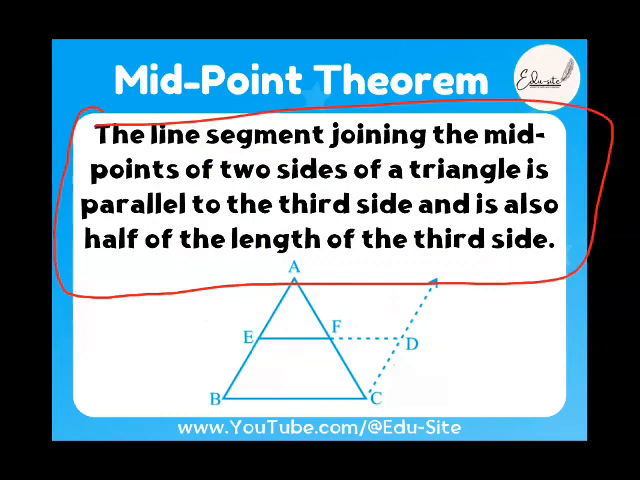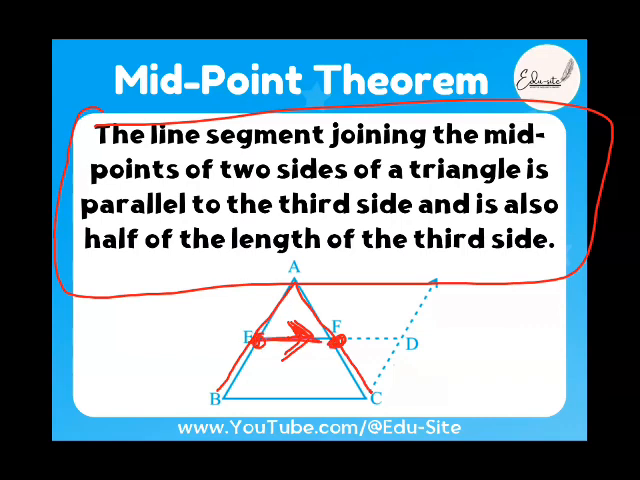The line segment joining the midpoints of two sides of a triangle is parallel to the third side. Which is the line segment, Laiba? The line EF. So this is EF. EF is a line segment that joins the midpoints of two sides of a triangle. E and F are the midpoints of AB and AC, okay?